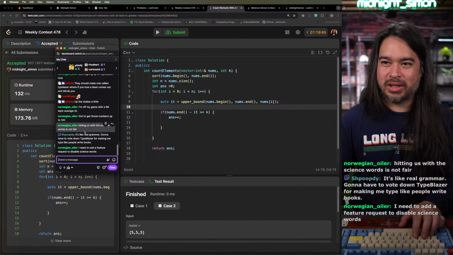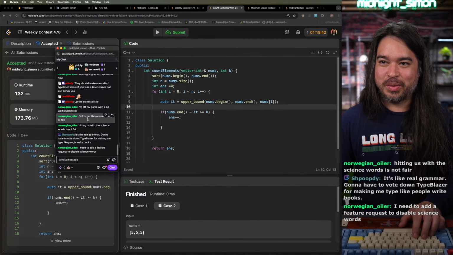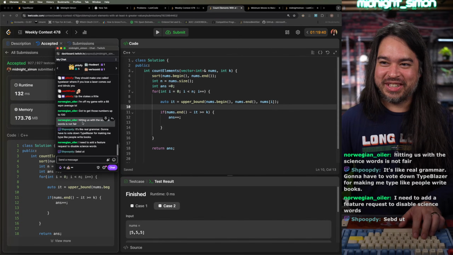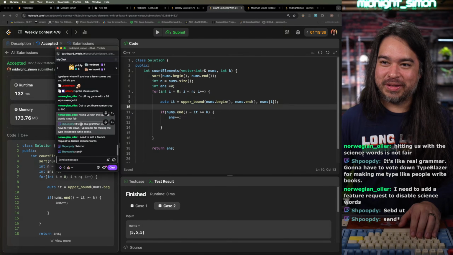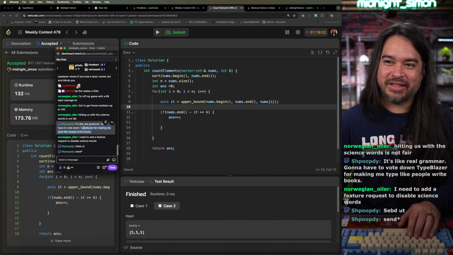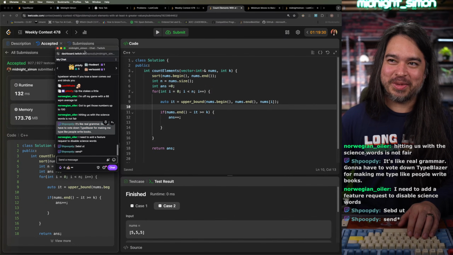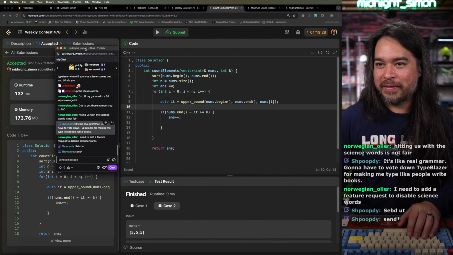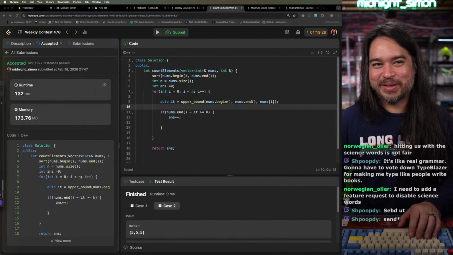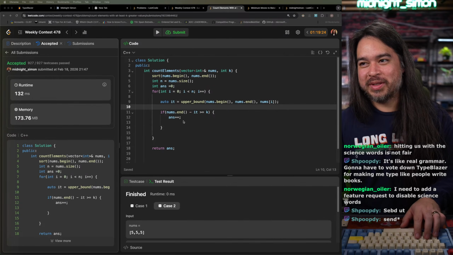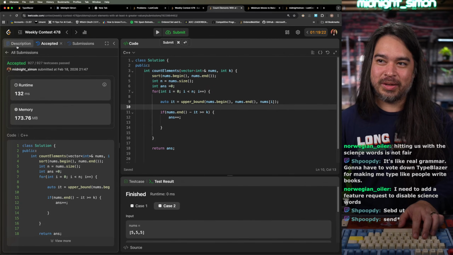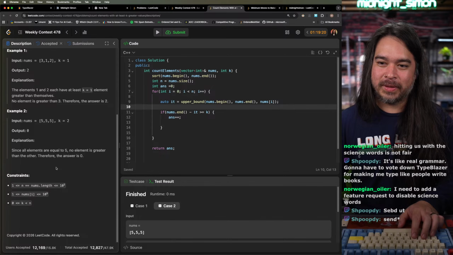That took too long. You know, so with the science words it's not fair. Yeah, I know. It's like real grammar. I'm gonna have to downvote Type Blazer. No. I might need a casual speak section or something then. I need to add a feature request to disable science words. A dictionary mode is coming soon, or it's just gonna be easy common words or something.